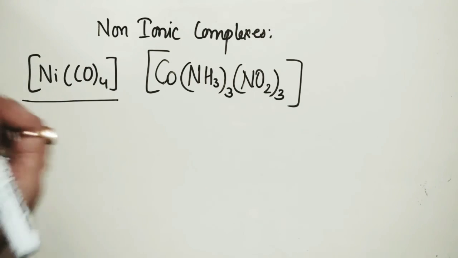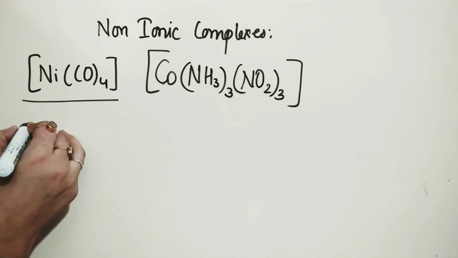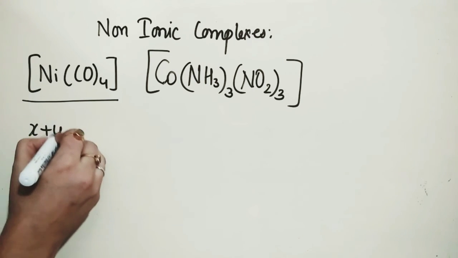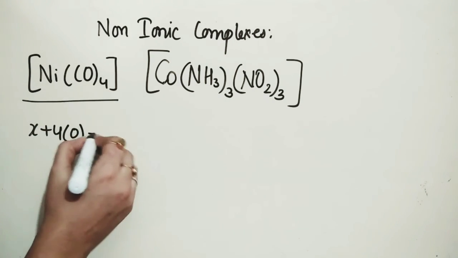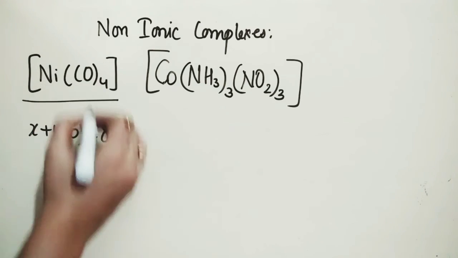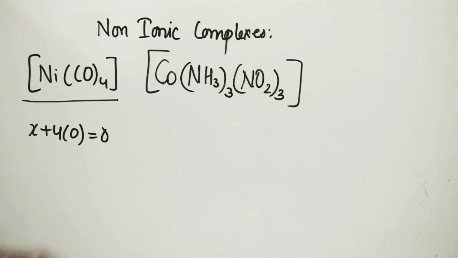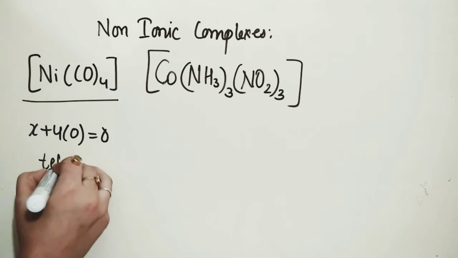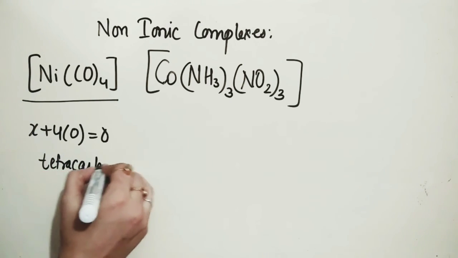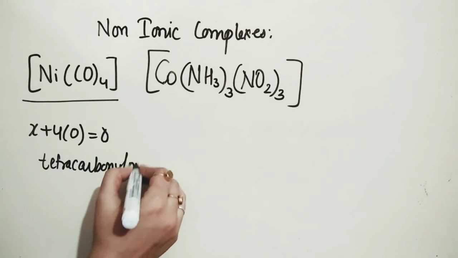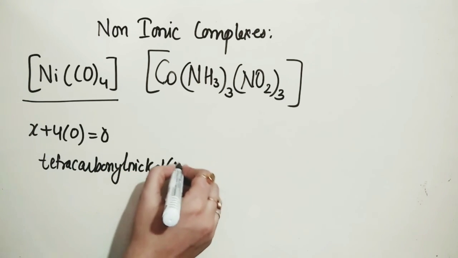Now these are the non-ionic complexes, so they do not contain any cation and anion, only the neutral complex is present here. So in this case, the oxidation state of nickel is x plus 4 into 0, because the ligand carries 0 charge, neutral ligand. So the overall oxidation state of nickel is 0. So it will be tetracarbonyl nickel(0).